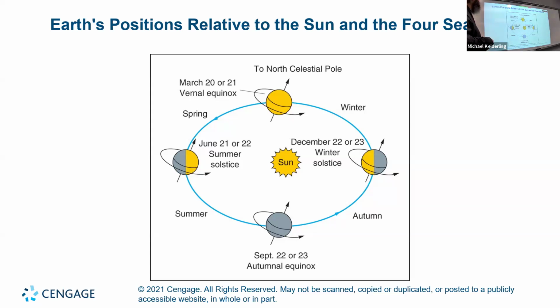So June 21st or 22nd is the summer solstice. March 20th or 21st is the vernal equinox in spring. December 22nd or 23rd is the winter solstice. And September 22nd or 23rd is the autumnal equinox. I did that backwards. Whatever. And we, of course, orbit, we go the other way around.